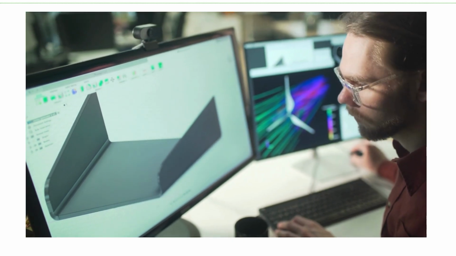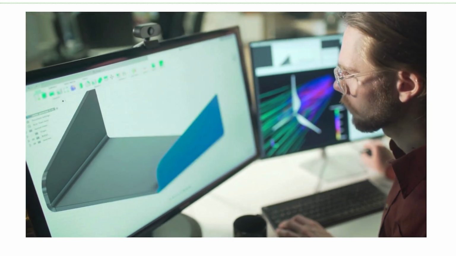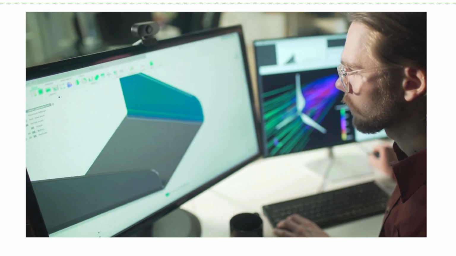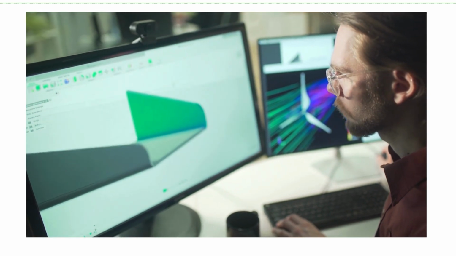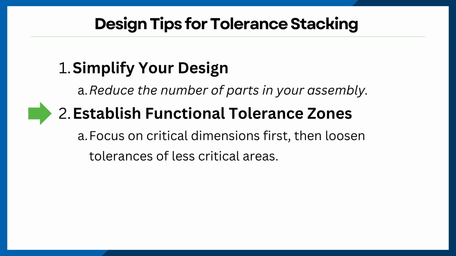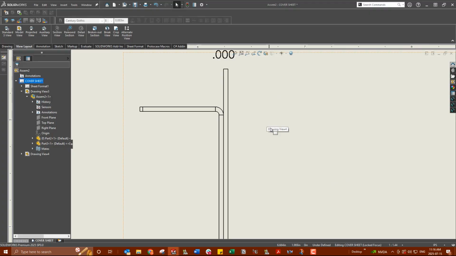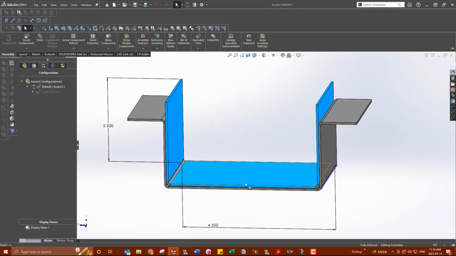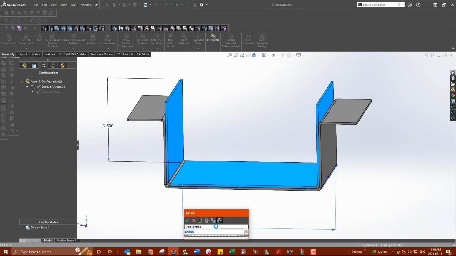Where possible, reduce the number of individual parts in your assembly. By consolidating parts, you can minimize the accumulation of tolerances. Establish functional tolerance zones. Focus on your critical dimensions first that directly influence the functionality of your part, and loosen the tolerances for any other less critical areas.